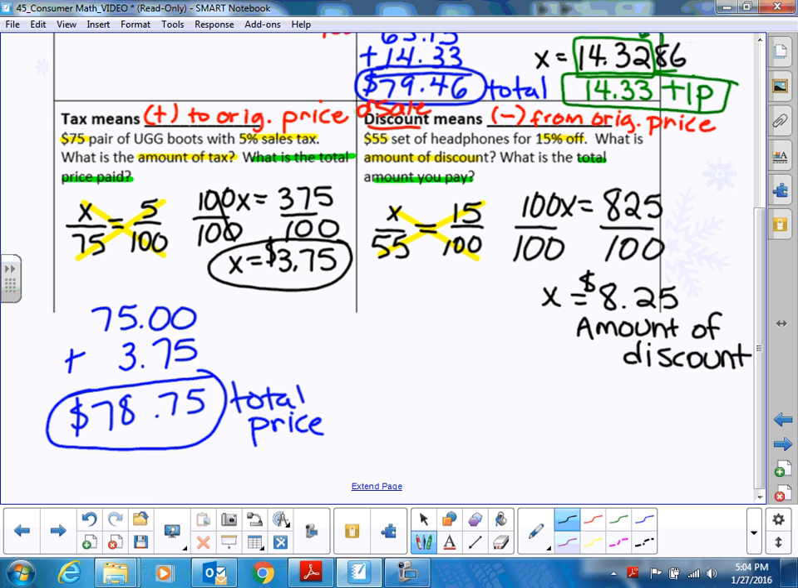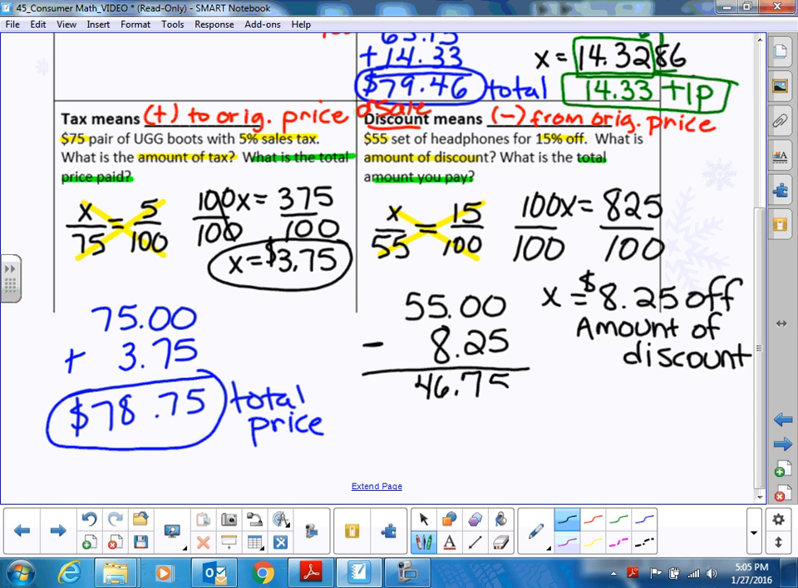Now, I'm not done because I need to find the sale price. What am I going to do with $8.25? This is how much off it is. So it's $8.25 off. So I take my original price, which is $55, and I'm going to subtract the discount because it's off the price. So it makes my price go down. So when I subtract, I end up with $46.75.